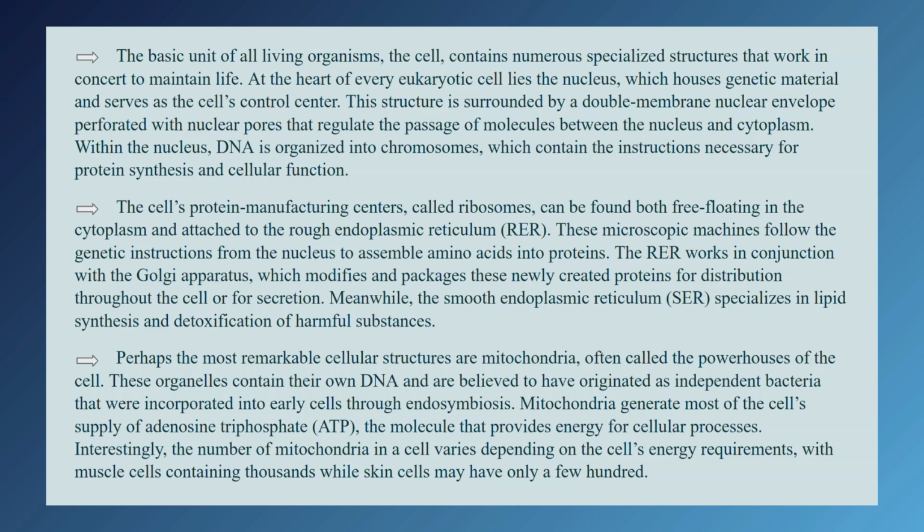Perhaps the most remarkable cellular structures are mitochondria, often called the powerhouses of the cell. These organelles contain their own DNA and are believed to have originated as independent bacteria that were incorporated into early cells through endosymbiosis. Mitochondria generate most of the cell's supply of adenosine triphosphate, ATP, the molecule that provides energy for cellular processes. Interestingly, the number of mitochondria in a cell varies depending on the cell's energy requirements, with muscle cells containing thousands, while skin cells may have only a few hundred.